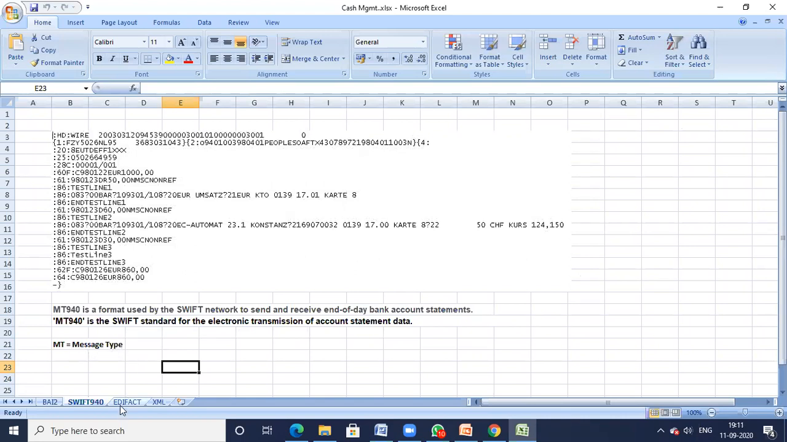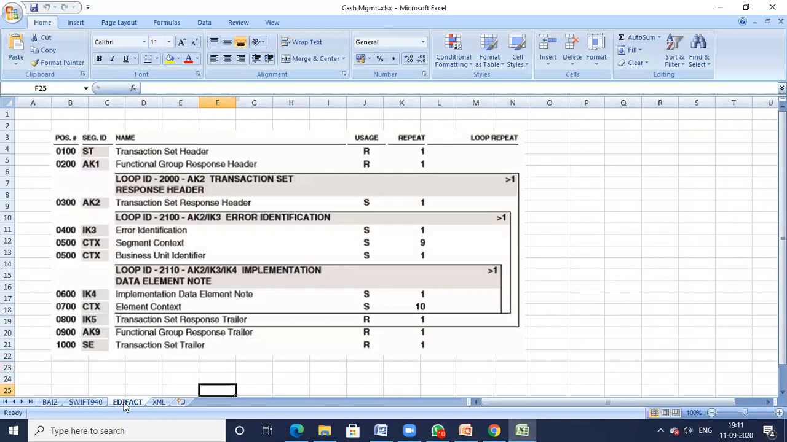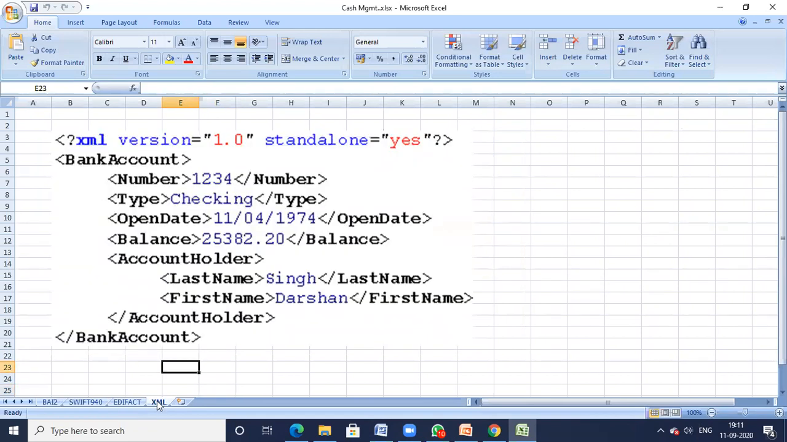And then you have your EDIFACT. Okay, EDIFACT is nothing but the abbreviation of Electronic Data Interchange for Administration, Commerce, and Transport. It is a global set of rules defined by the UN for the intercompany electronic data exchange between two or more business practitioners via electronic data interchange. And you have your XML, which is called the Extensible Markup Language.